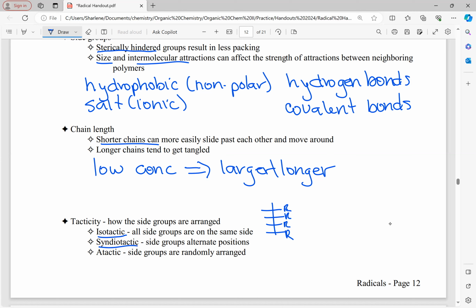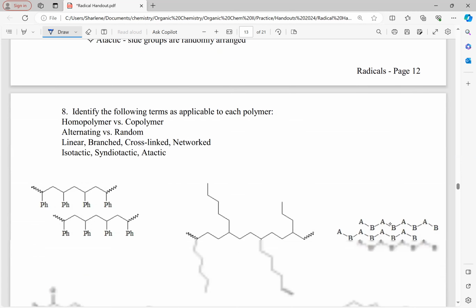Or syndiotactic, okay, this is not what we normally think of as syn. Okay, alternate positions. So please don't confuse that with the syn that we've used in the past. And then the atactic. That's just random. But that also could be important depending on what you want your polymer to do.